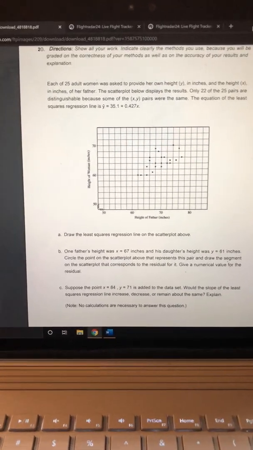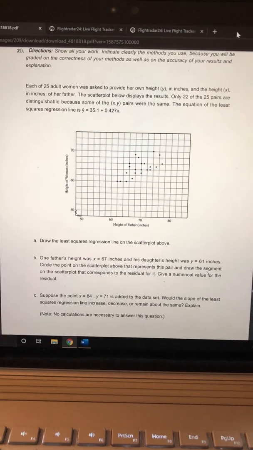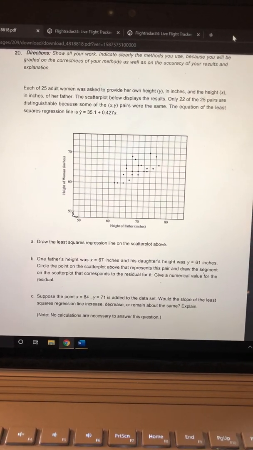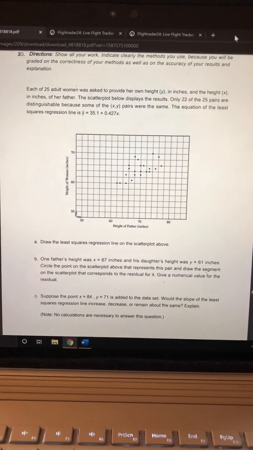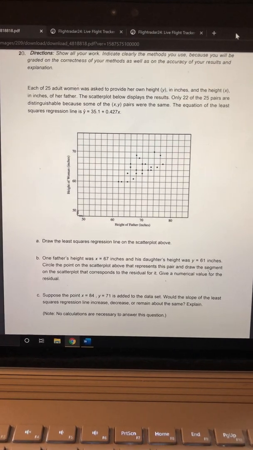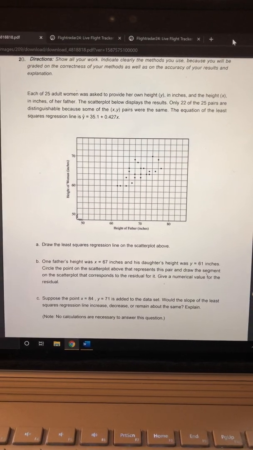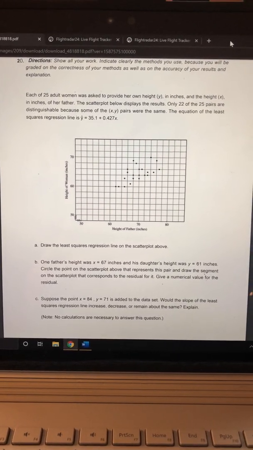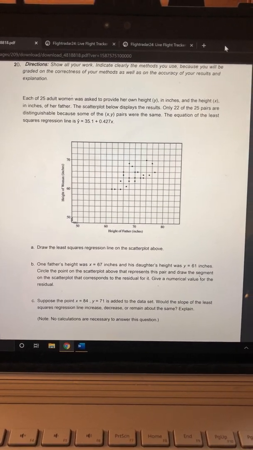Okay, so today we're going to go over question 20. Each of 25 adult women was asked to provide her own height y in inches and the height x in inches of her father. The scatter plot below displays the results. Only 22 of the 25 pairs were distinguishable because some of the xy pairs were the same.